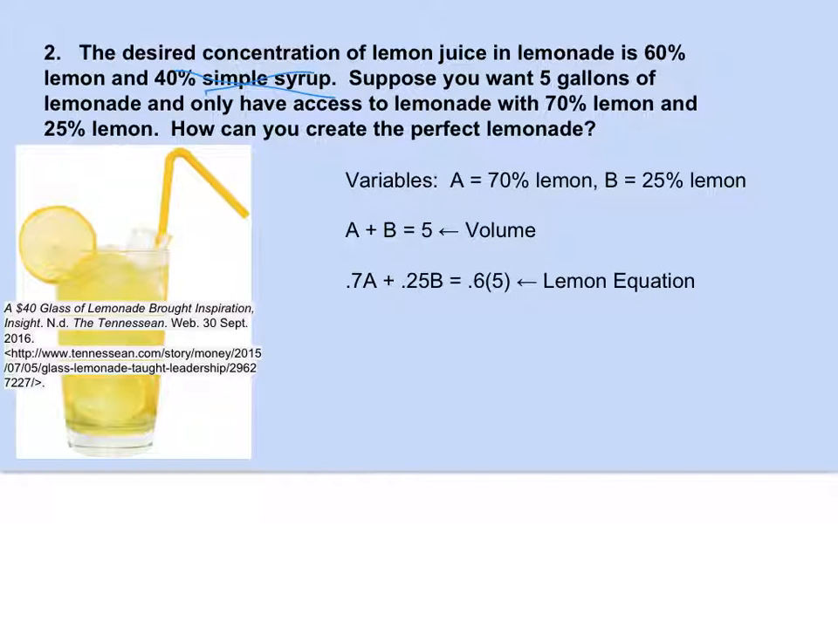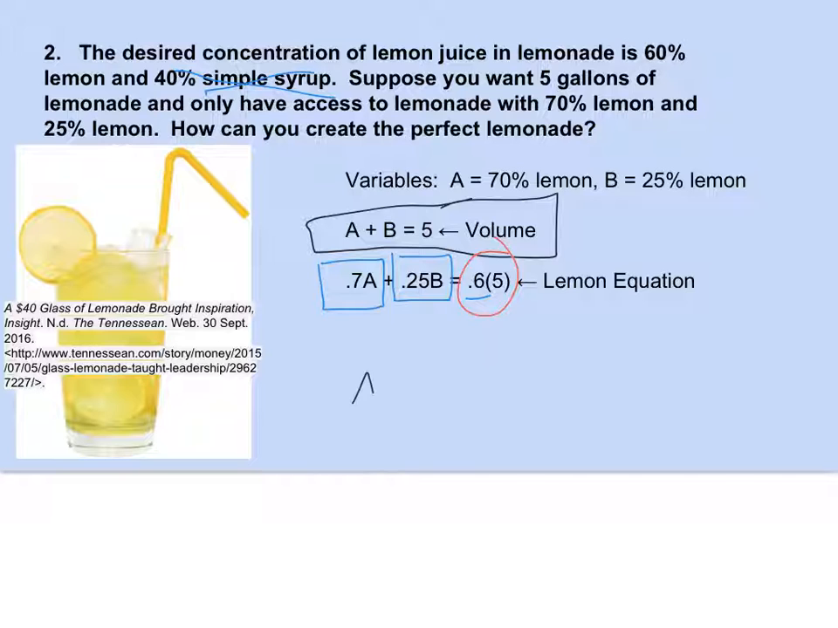So again, I'm going to use two variables. A is the 70% lemonade, and B is the 25% lemonade, so the stronger lemonade and the weaker lemonade, to get the perfect lemonade. Because I want 5 gallons of it, it's A plus B equals 5. And this represents 70% lemon plus 25% of the weaker one has to be 0.6 times 5, because this is my desired amount. So the desired amount of lemon is 60% of 5 gallons.